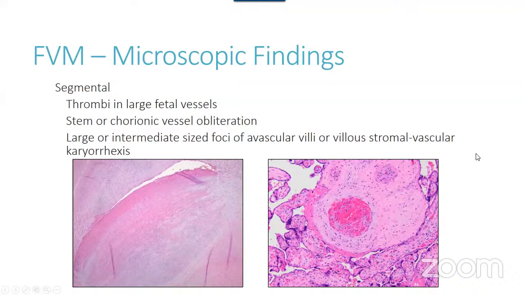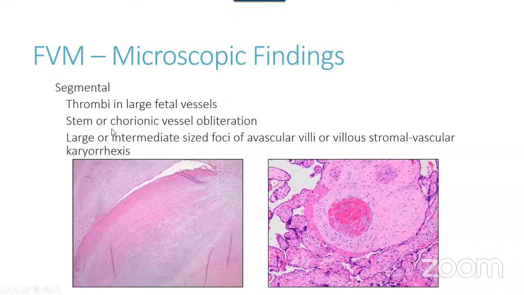For the segmental pattern, now we're talking about the actual thrombi that you can see in these large fetal vessels, so chorionic plate or stem vessels. And these thrombi can be occlusive or non-occlusive. I usually do mention which I'm seeing in my report, and the vast majority of the thrombi you'll see in your day-to-day practice will be non-occlusive.